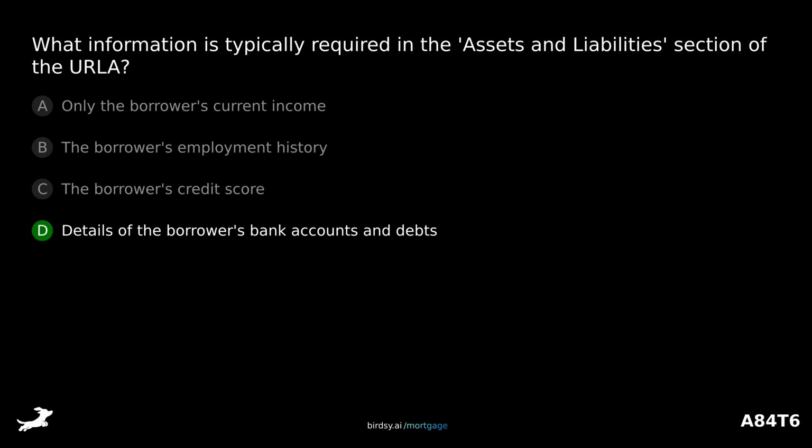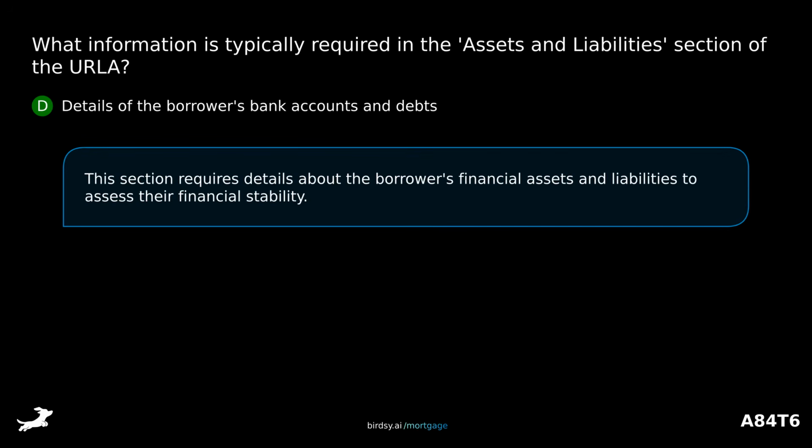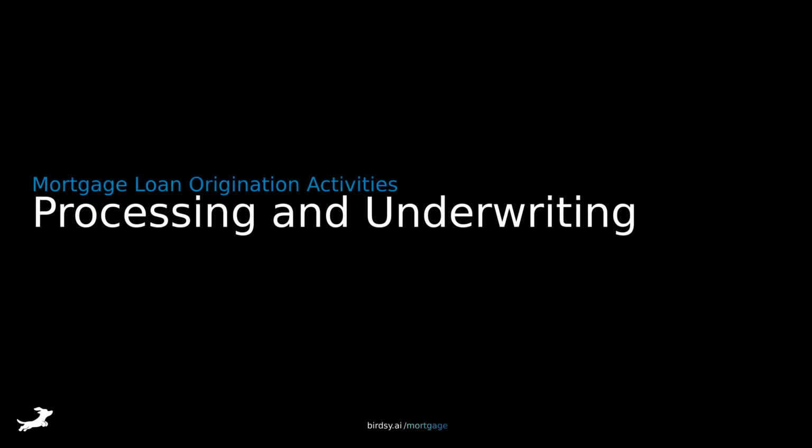The answer is D, details of the borrower's bank accounts and debts. This section requires details about the borrower's financial assets and liabilities to assess their financial stability. Processing and underwriting.